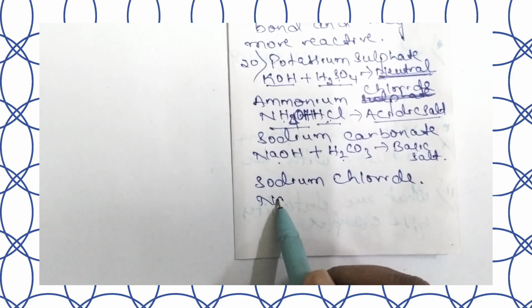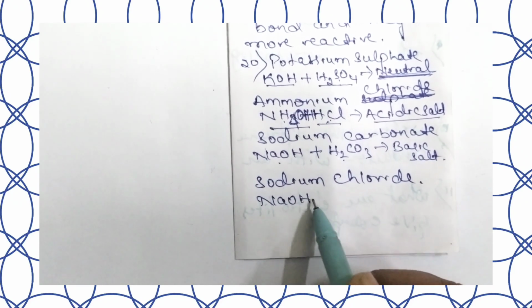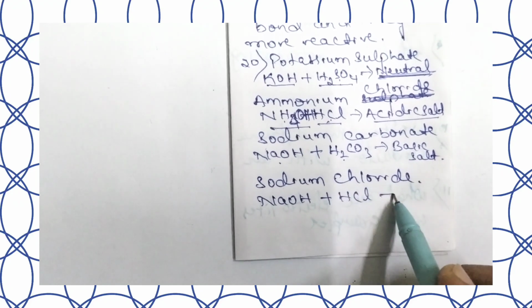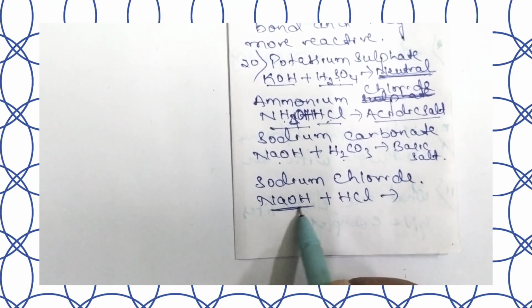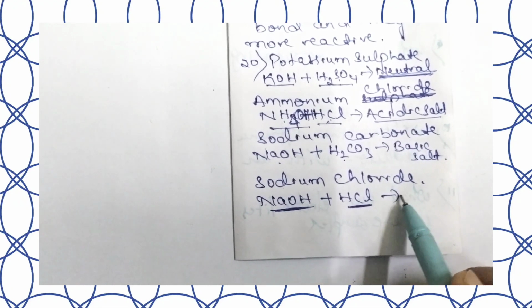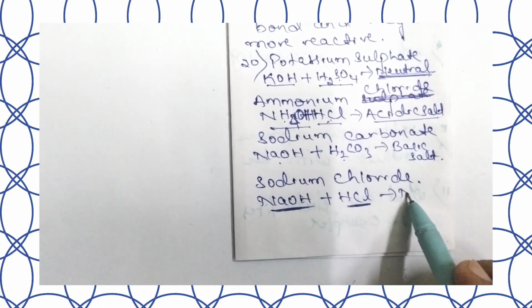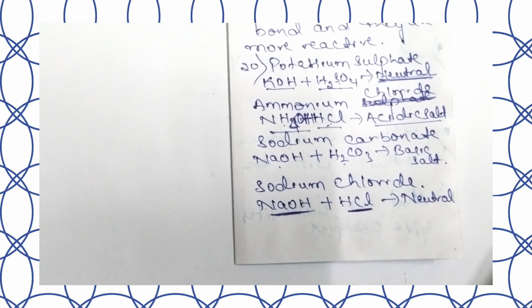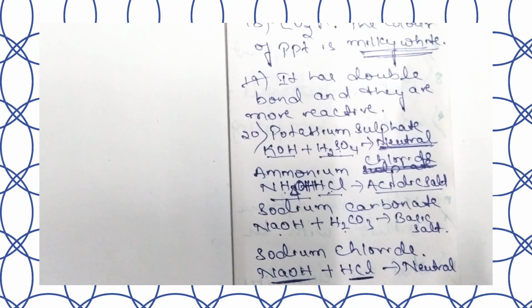To form sodium chloride, we are adding sodium hydroxide and hydrochloric acid. This sodium hydroxide is a strong base, hydrochloric acid is a strong acid. Again both are strong, therefore it will become a neutral salt. So like this we have to classify them as acidic salt, basic salt and neutral salt.